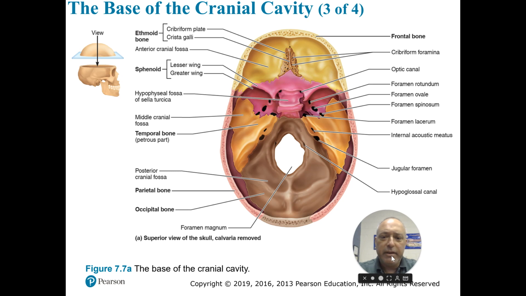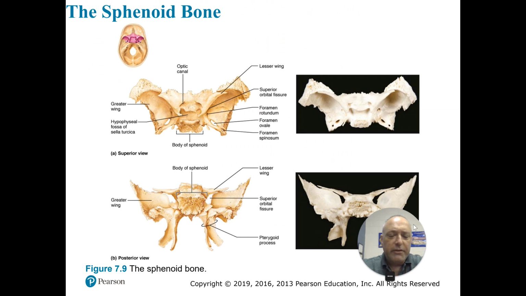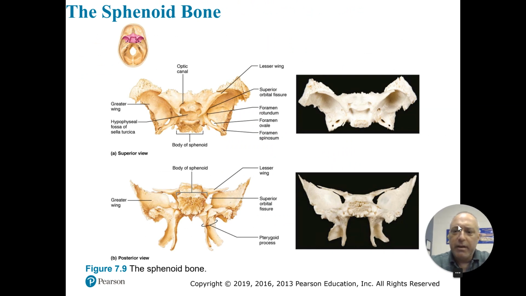Okay, in the base of the cranial cavity, we go back to the ethmoid, which is one piece, and the sphenoid, which is one piece, even though there's a greater and a lesser wing. So the sphenoid bone is this butterfly-like bone. You can see the body of the sphenoid, the greater wing, the lesser wing, the optic canal, where the optic nerve runs.